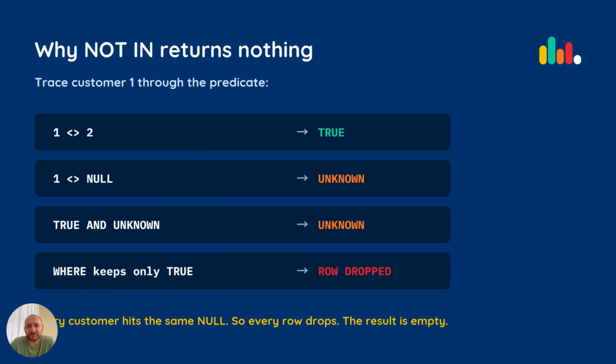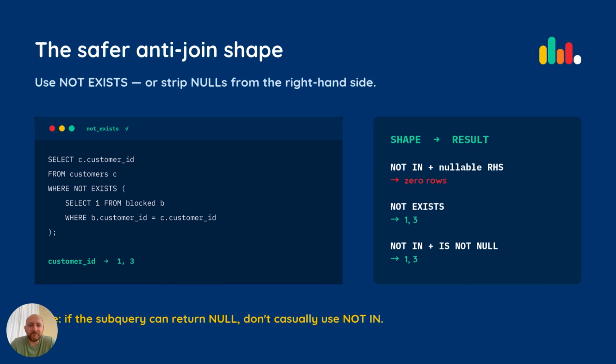The usual fix is to use not exists. Look at the difference in what you are actually asking. Not in asks, is this value different from everything in a list that might have unknowns in it? Not exists asks a cleaner question. Does a matching row exist? Yes or no? Null can't break that. Same data, and now you get 1 and 3.